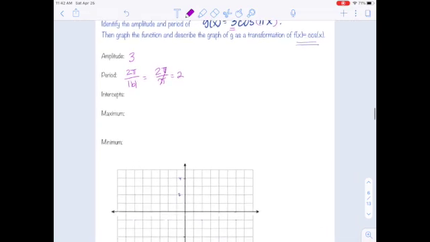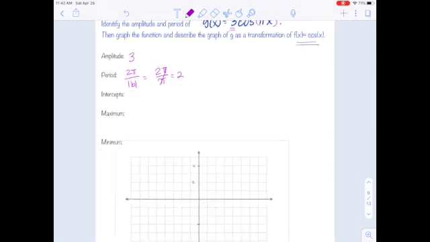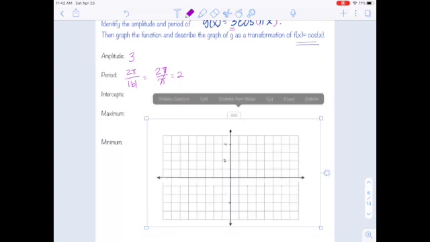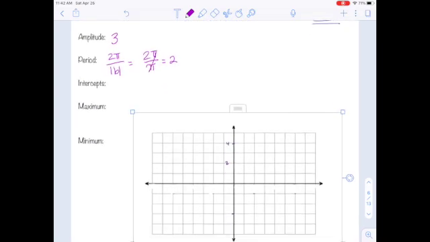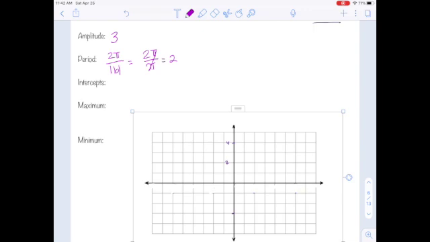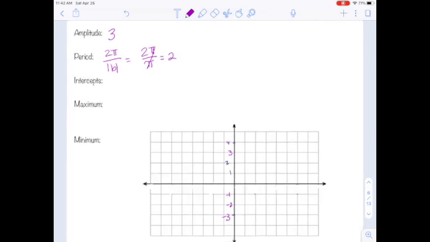So how do I graph this with a period change? Well, I'm going to scoot this up a little bit. I'm going to take a look. My amplitude has to get to 3 and negative 3. So 3, here's negative 3. So label your y-axis according to your amplitude.